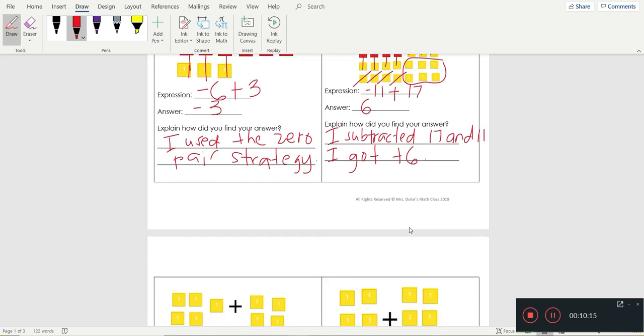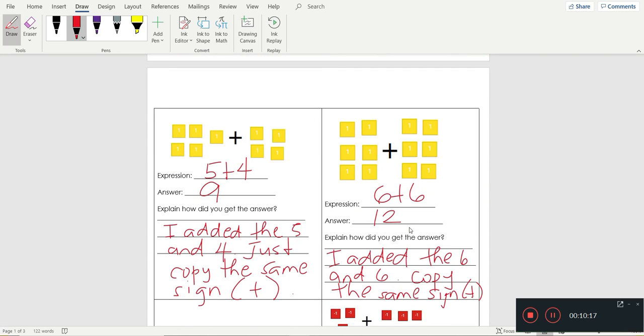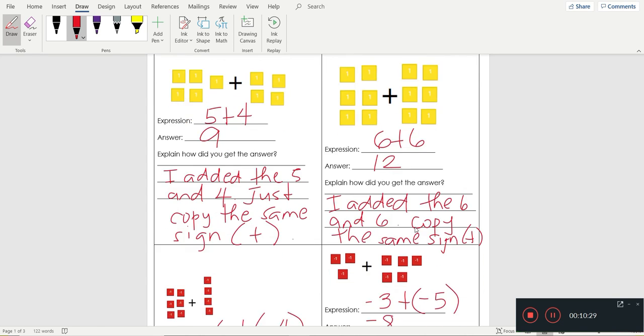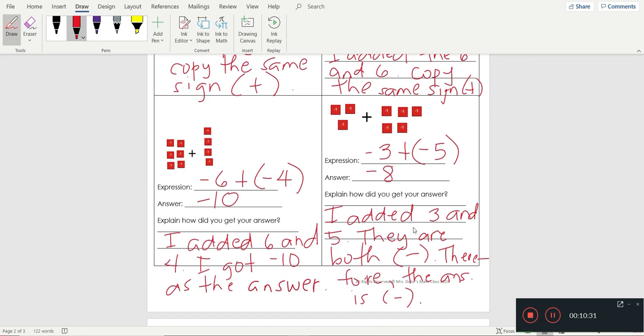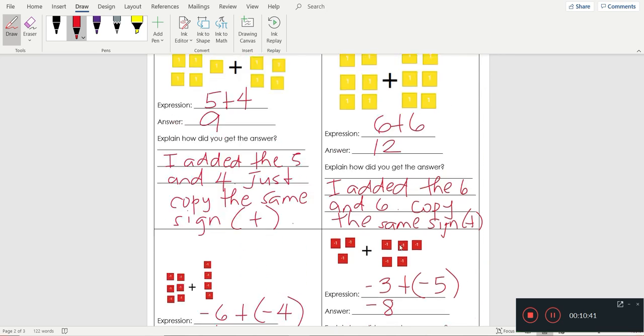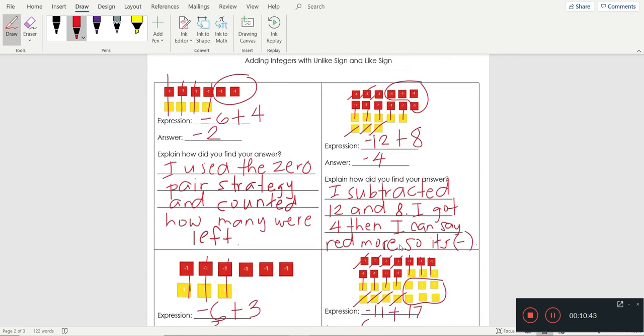Unlike here on the like sign, it's just an easy peasy concept. It's the same sign, you just add them together and copy the same sign. So here they're both positive, we just add them and the answer is positive. Here they're both negative, so you just add them and copy the same sign, which is negative. That is how you're going to add integers with like and unlike sign.